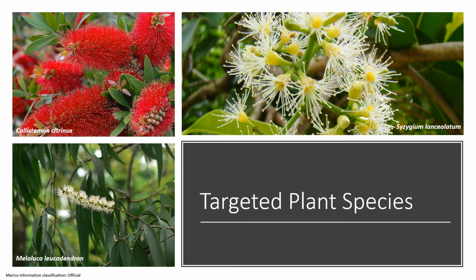A glimpse of the plants that we have targeted for the study. Total seven plants were targeted here. The very first plant that we have considered is Callistemon citrinus, which is commonly called bottle brush. Syzygium lanceolatum, which is a jamun member. Melaleuca leucodendron is commonly known as cajuput.